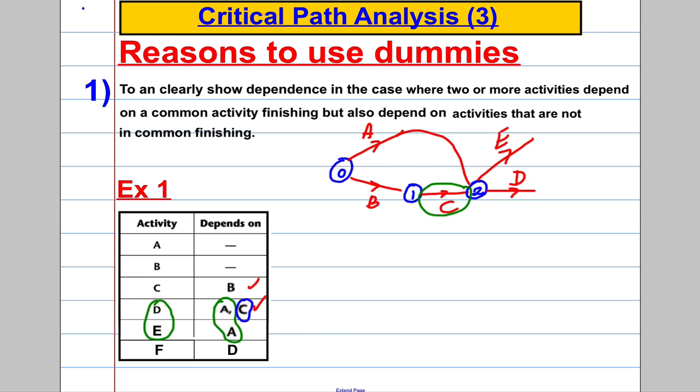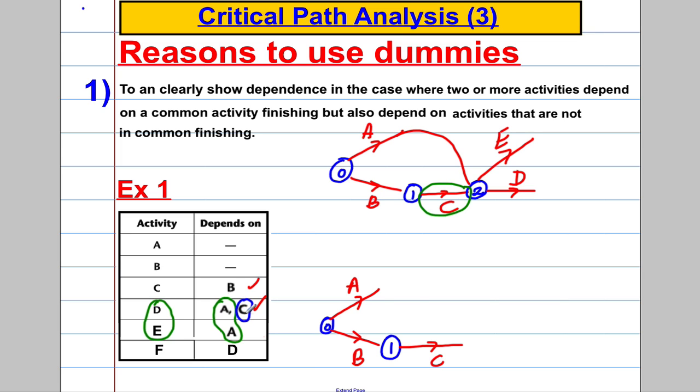So let's try that again. Let's try our source node, which is 0. Let's have A and B coming out. There's absolutely nothing wrong with A and B coming out like that. C depends on B, so we're going to close off B and have C coming out. There was no problem with that at all.